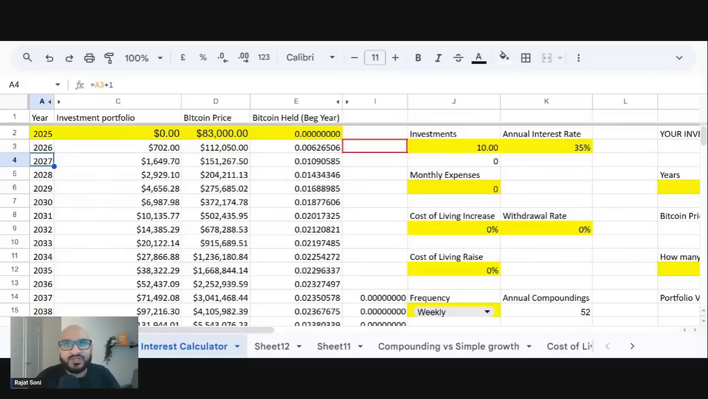So this is my compound interest calculator that I built over time. It's been getting better and better. You can see it in the description below. The link in the description below will give you access to this.